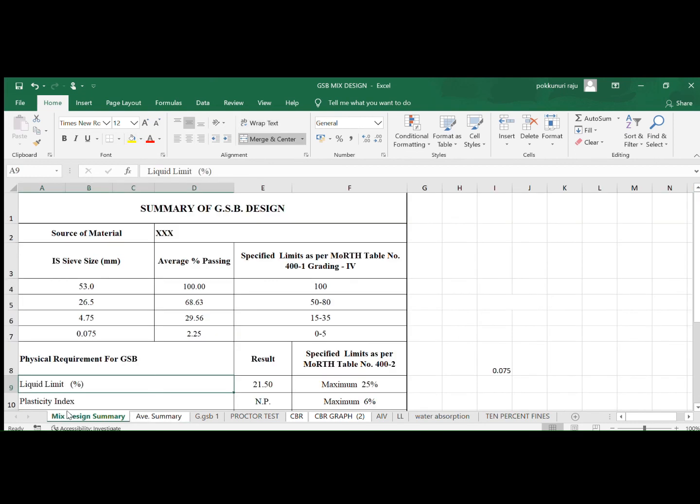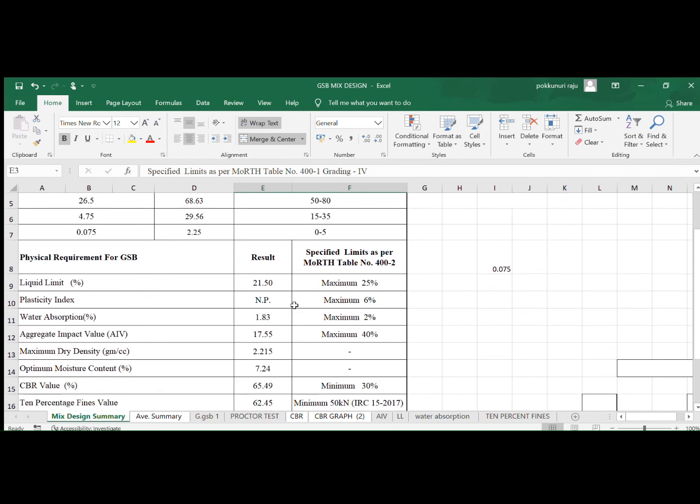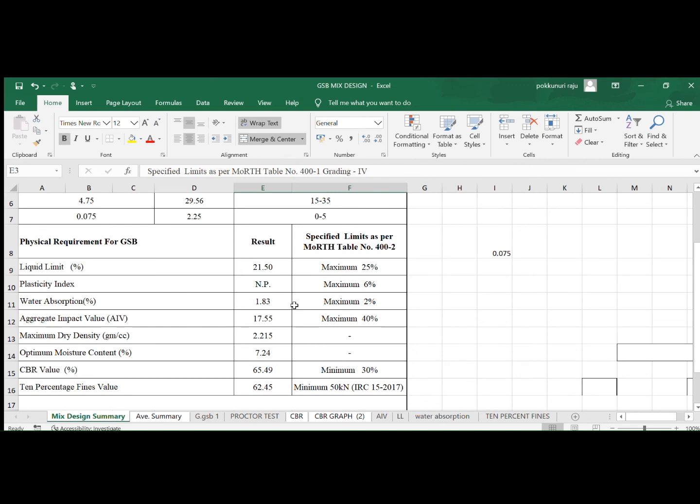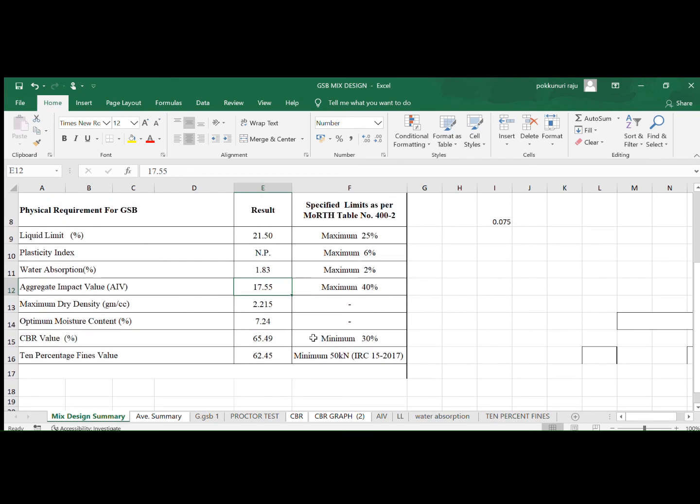Now, when you see the mix design summary, it has to be noted down as given in this table, with the specified limits given in MORTH table 400.1, corresponding to grading 4 of the material. The liquid limit maximum allowed is 25, and we are well within the limit. Plasticity index maximum allowed is 6%. Water absorption maximum allowed is 2%, which is again well within the limits. Aggregate impact value maximum allowed is 40%, and actually achieved is 17.55. The CBR value minimum required is 30%, and we are at 65.49, which is again meeting the requirements.